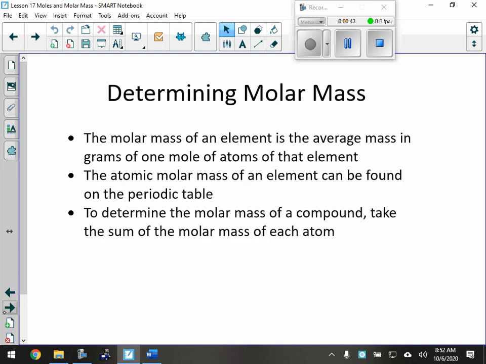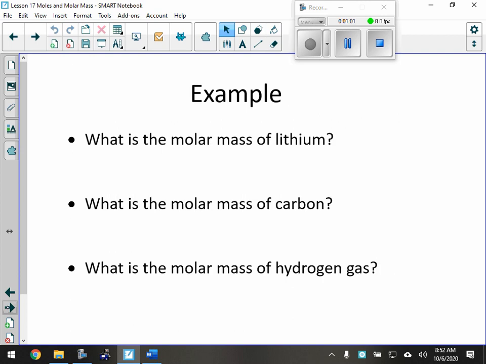So the molar mass of an element is the average mass in grams of 1 mole of atoms of that element. The atomic molar mass of an element can be found in the periodic table. And to determine the molar mass of a compound, we're going to take the sum of the molar masses of each atom. Okay, so we're going to go through a little example here, lithium.